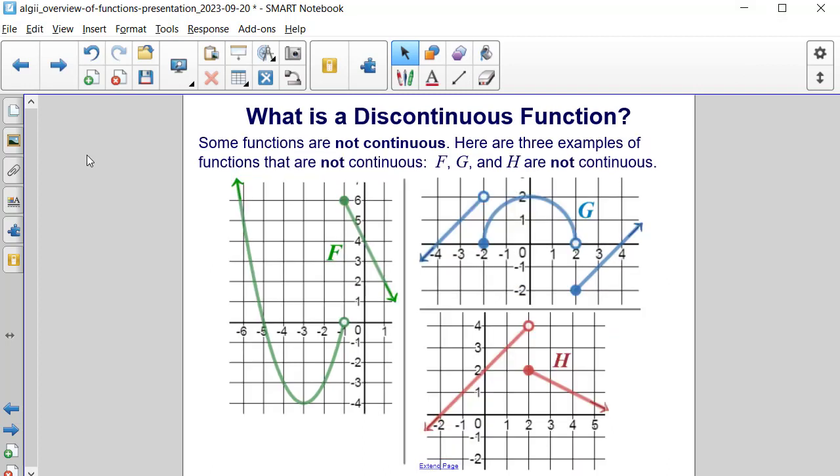What is a discontinuous function? Some functions are not continuous, and here are 3 examples of functions that are not continuous. Capital F, capital G, and capital H are not continuous functions. They can also be considered discontinuous.